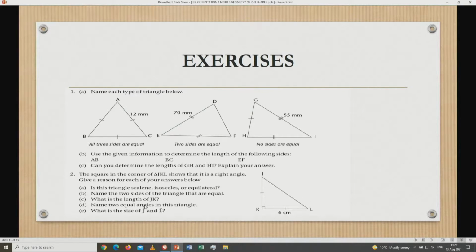And then name two equal angles in this triangle. You'll name two equal angles. What is the size of angle? Remember, guys, this is very, very important. J here has a sign on top of it. That sign means it is angle J. It is pronounced as angle J and angle L. What is the size of angle J here and angle L here?